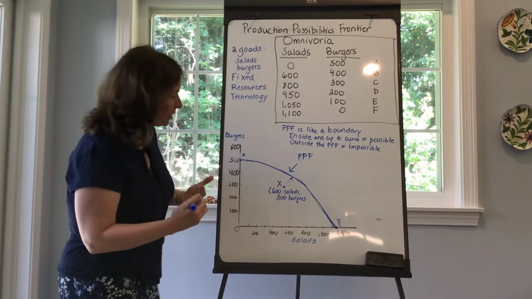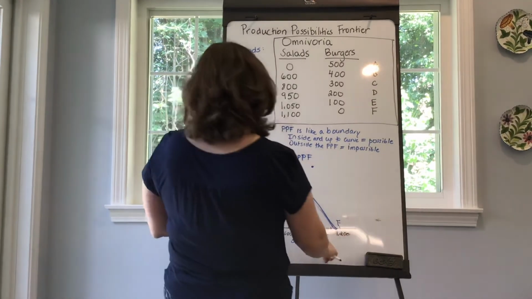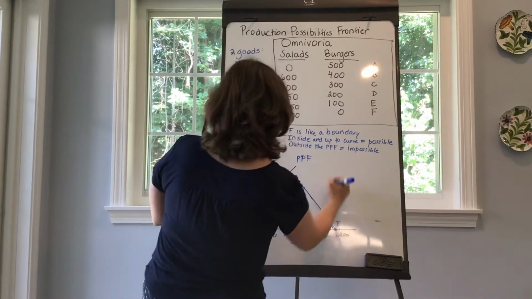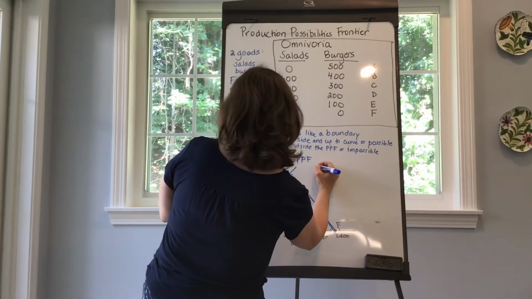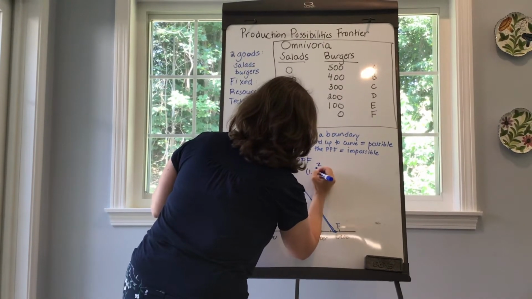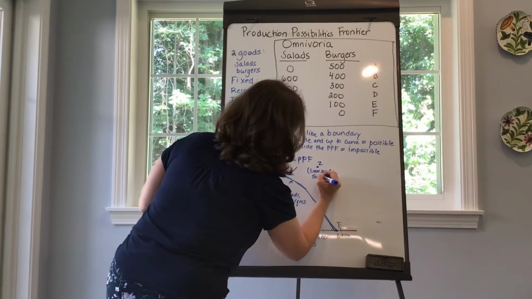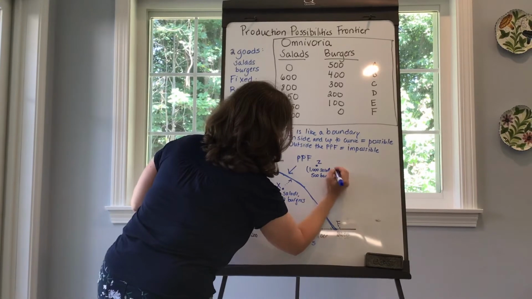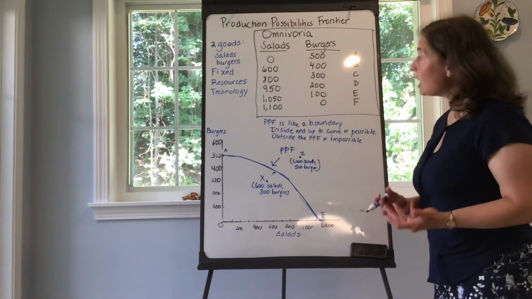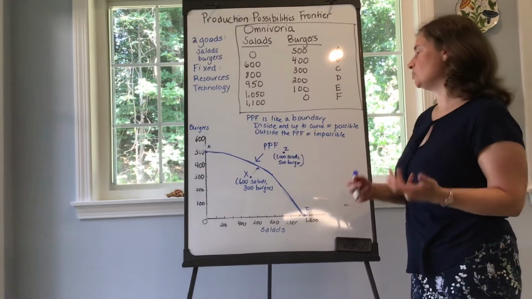Okay. On the other hand, maybe I'll label this point Z out here. Let's say 1,000 salads and 500 burgers. Okay, over to this side. Point Z is impossible. Given the level of resources and technology, Omnivoria just can't produce that.